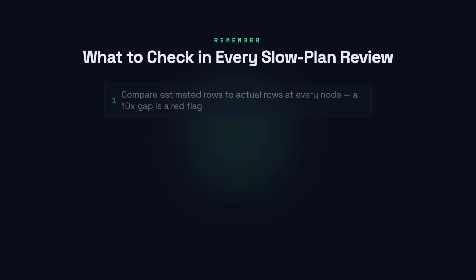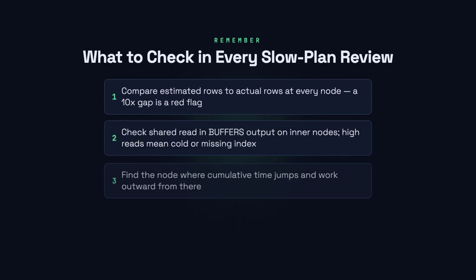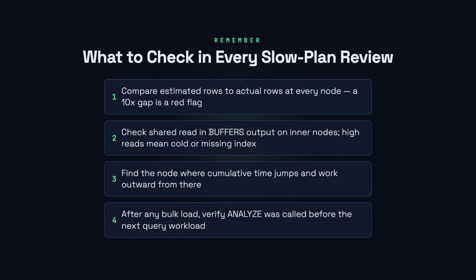4 checks every time: row estimate versus actual, buffer hits versus reads, the single node where time explodes, and whether ANALYZE ran after the data changed. Catch any one of these in review and you prevent a production incident.